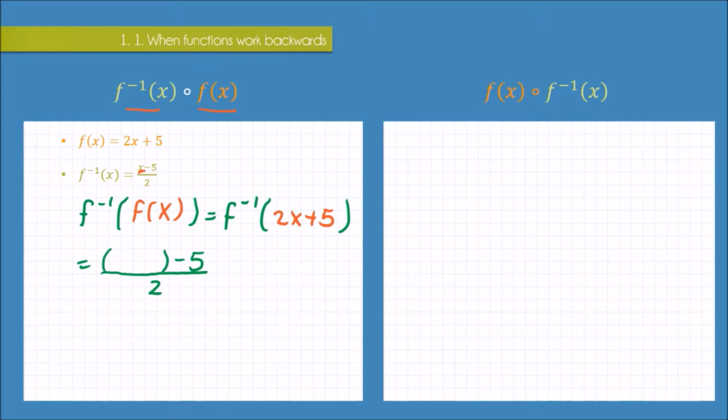So I'm just subbing in 2x plus 5 for x here. And now I can simplify this expression. 2x plus 5 minus 5 over 2. The 5's cancel there, so I just get 2x over 2, which is just equal to x. So this composition then is just equal to x, which is our original input.